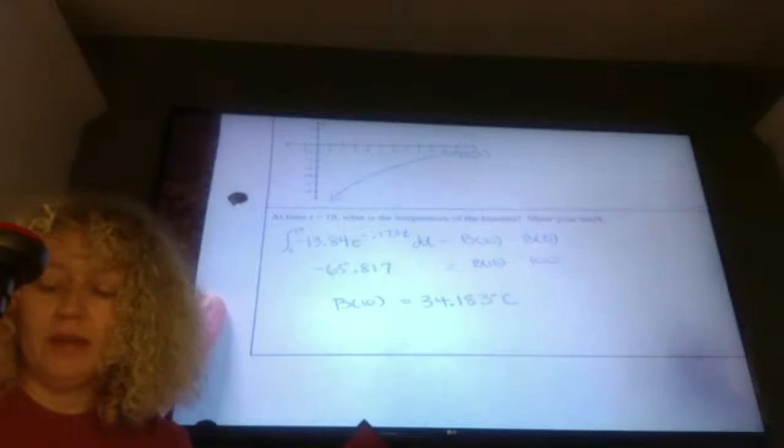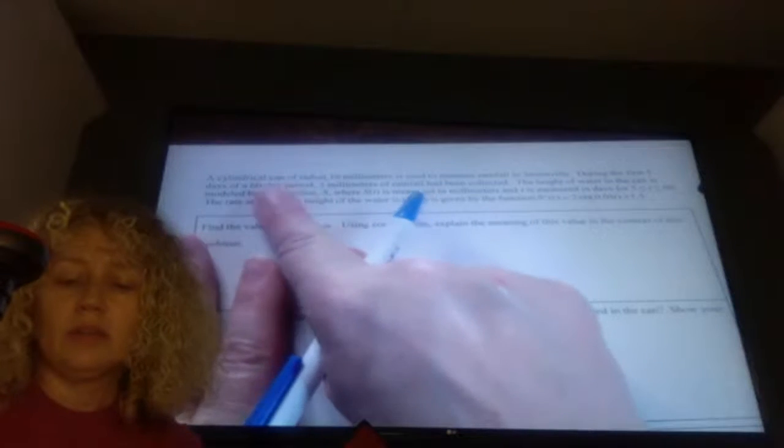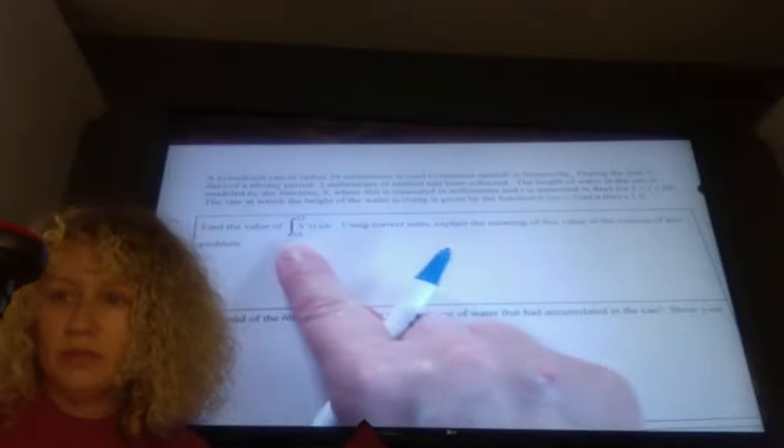All right, let's do page 525 real quick. You've got a cylindrical can with a radius of 10 millimeters used to measure rainfall in Stormville. During the first 5 days of a 60-day period, 3 millimeters of rainfall have been collected. The height of the water in the can is modeled by this function. Here it is from 5 to 60. Find the value, use correct units.